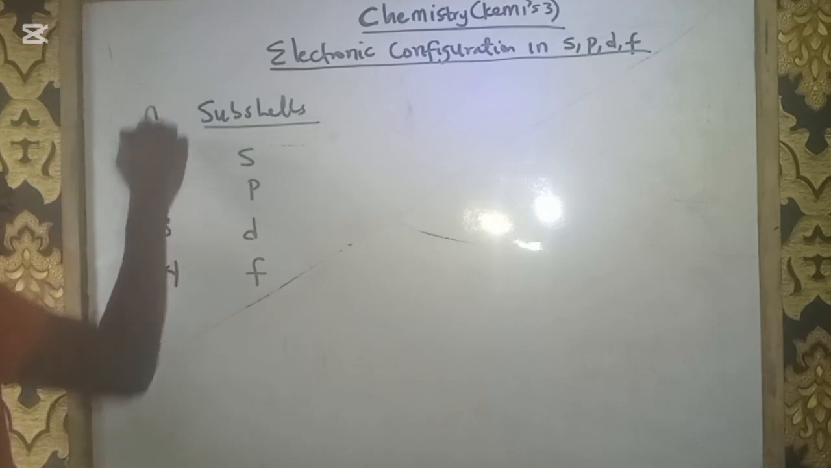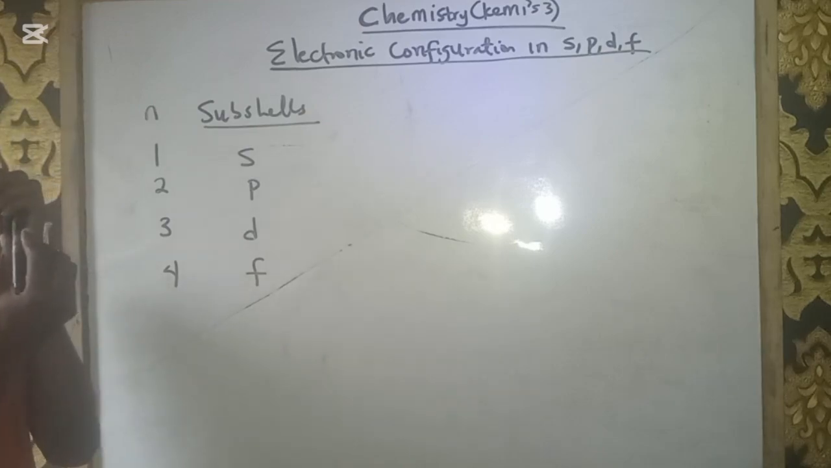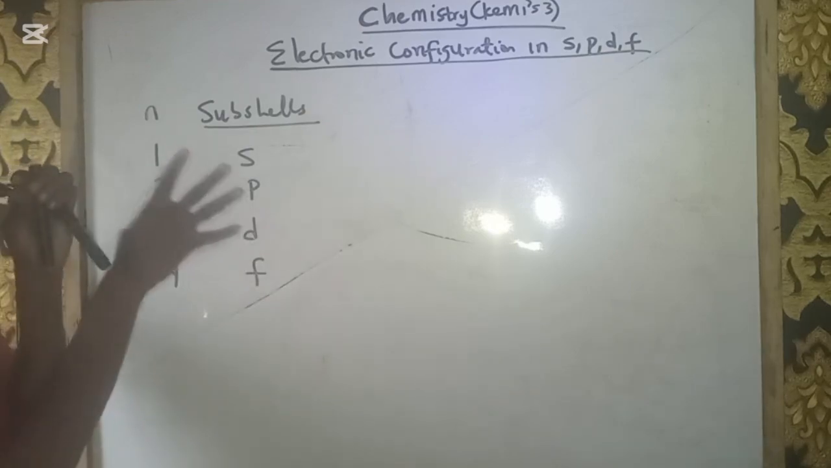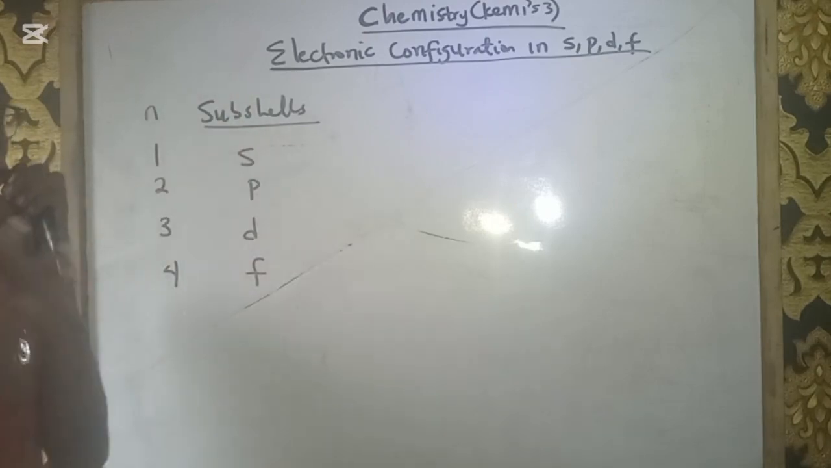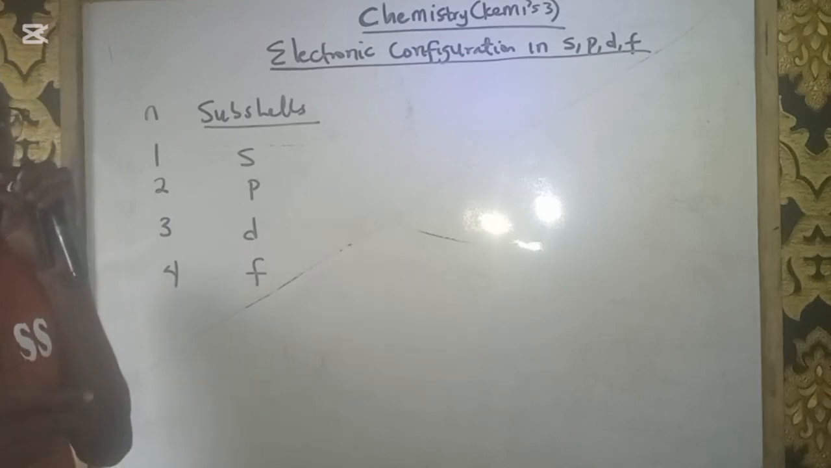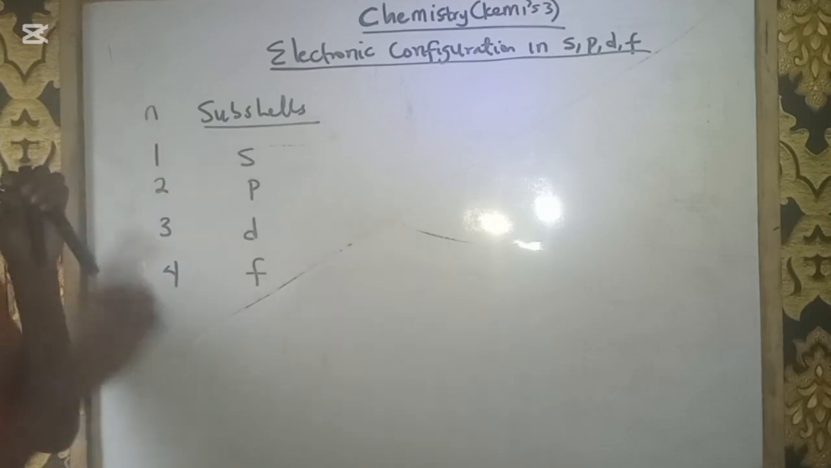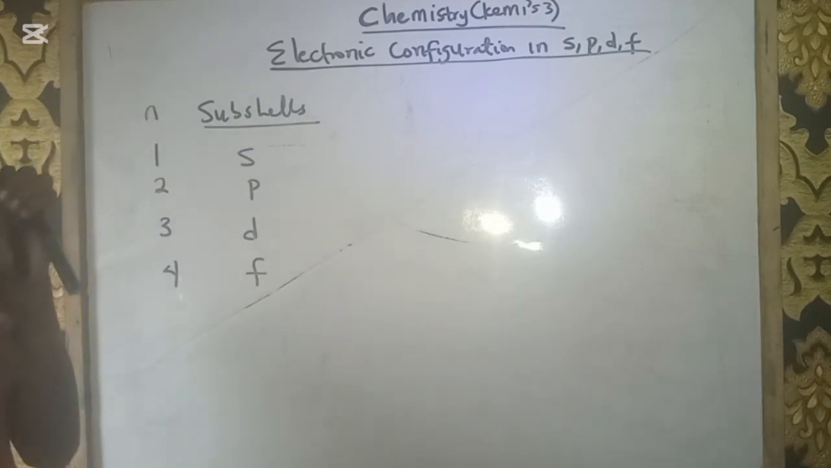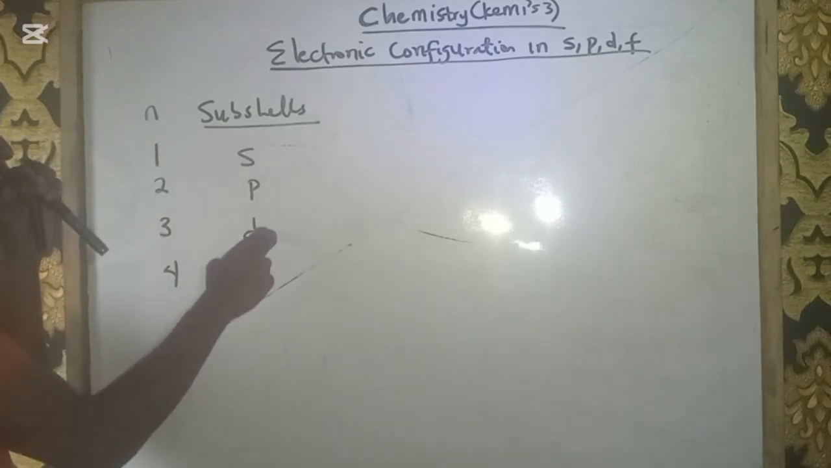And this is n. Now, mind you, we don't call this n a serial number here. We call it quantum numbers, because this particular study of electronic configuration in SPDF is based on quantum mechanics theory, or you can call it a model. So this n is called quantum numbers, not serial numbers. Please note that, or you can call it energy levels. And this is S, P, D, and F.